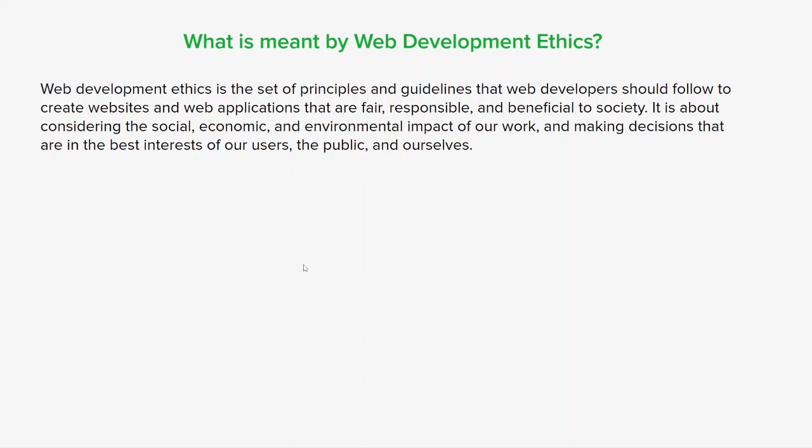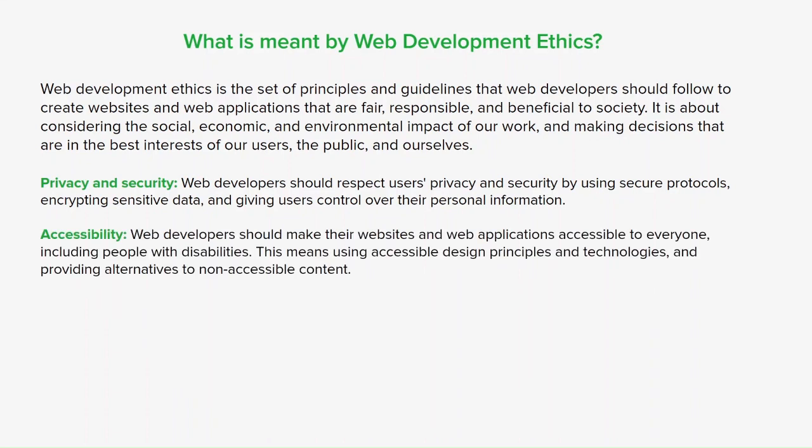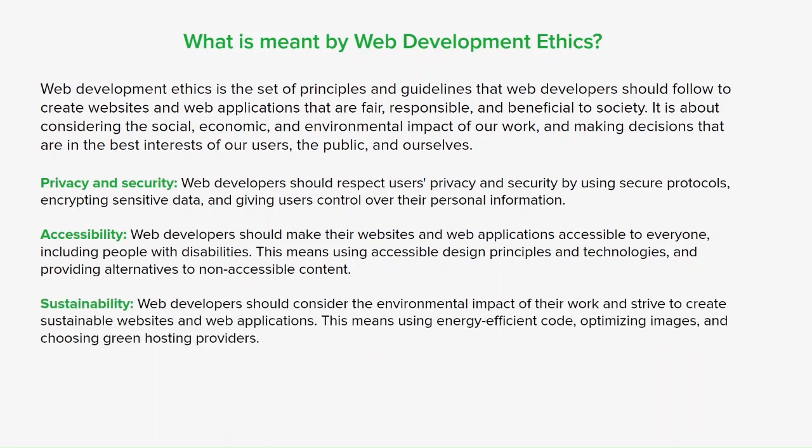So here are some examples of web development ethics. First up, we have privacy and security. Web developers should respect users' privacy and security by using secure protocols, encrypting sensitive data like credit card information, and giving users control over their personal information as well. Web developers should make their websites and web applications accessible to everyone, including people with disabilities. This means using accessible design principles and technologies and ensuring that there are alternatives to non-accessible content.